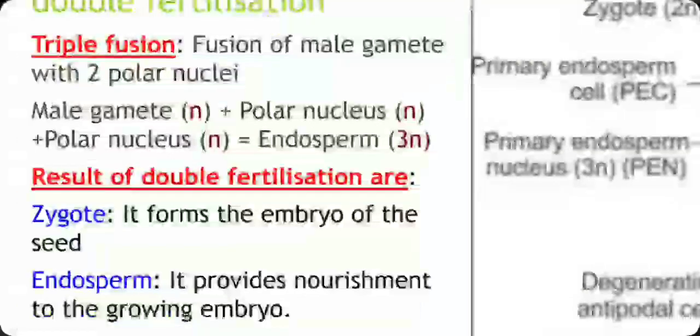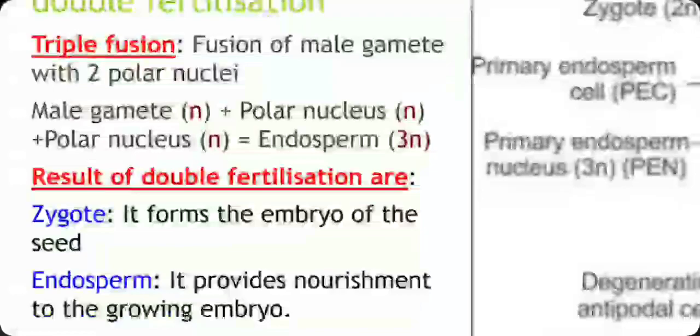This is actually the endosperm nucleus, and when it undergoes development, it forms endosperm, a tissue. And endosperm is very important; I'll tell you how. So this is about triple fusion. You got the meaning of triple fusion because three n are there. Now, the result of double fertilization.